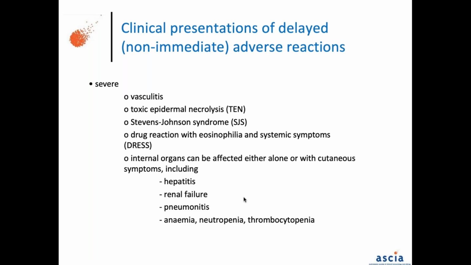There is also a systemic drug reaction associated with eosinophilia called DRESS syndrome. And it's not only fever, the patient being unwell. This often goes with abnormalities in the liver or the kidney. In fact, there is a kidney-related DRESS and a liver-related DRESS. Internal organs can be affected either alone or with cutaneous symptoms. So you could have a leukocytoclastic vasculitis with hepatitis and so on, or you might just have hepatitis, renal failure, pneumonitis, or you can have abnormalities such as anemia, neutropenia, and thrombocytopenia.